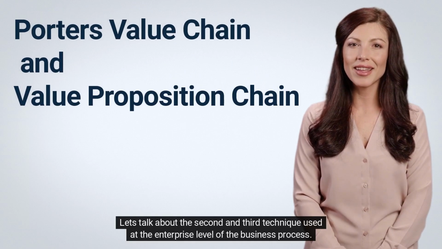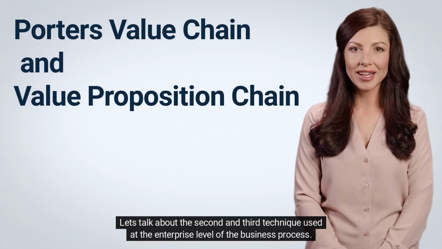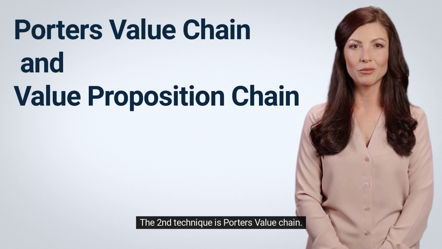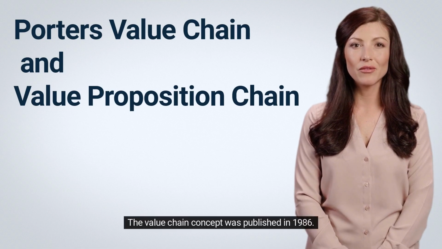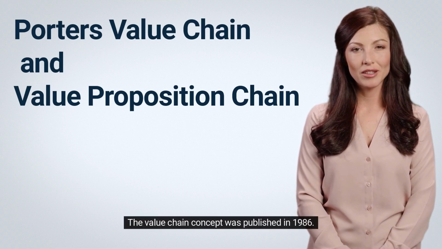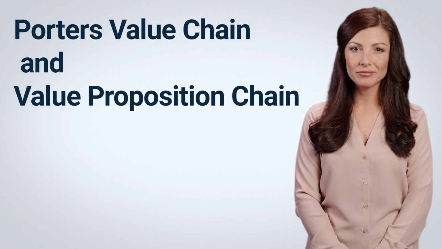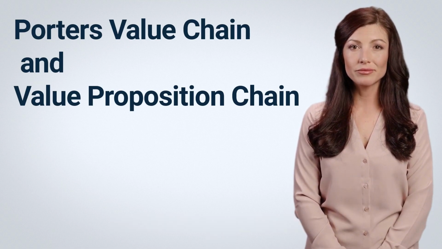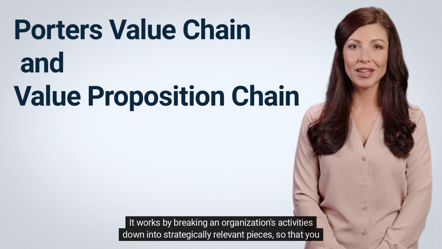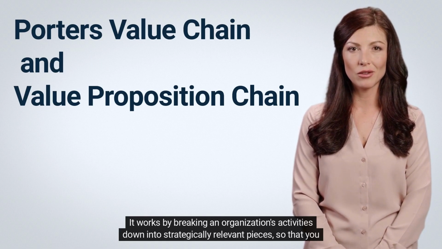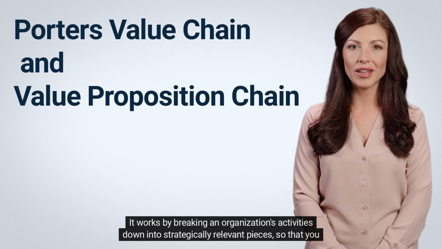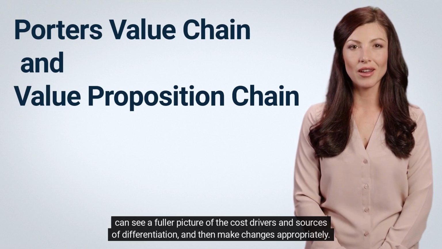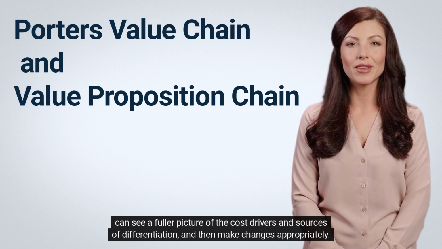Let's talk about the second and third technique used at the enterprise level of the business process. The second technique is Porter's value chain. The value chain concept was published in 1986. Porter's value chain is a useful strategic management tool. It works by breaking an organization's activities down into strategically relevant pieces so that you can see a fuller picture of the cost drivers and sources of differentiation, and then make changes appropriately.